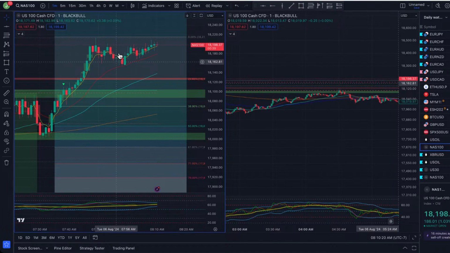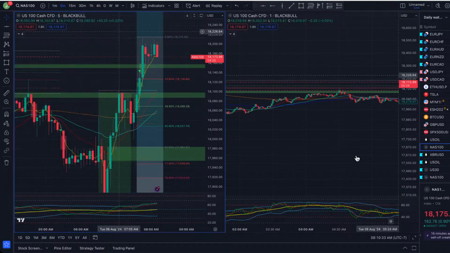If I saw literally fair value gaps being created, that would at least be an indication that this thing wants to push up from here. Let's go back to the 5. This could be the retracement we're waiting for.